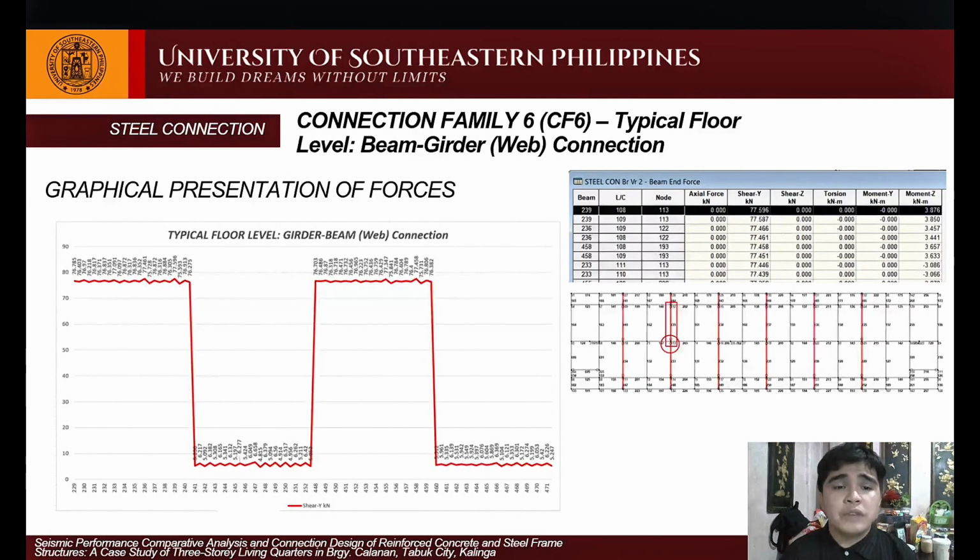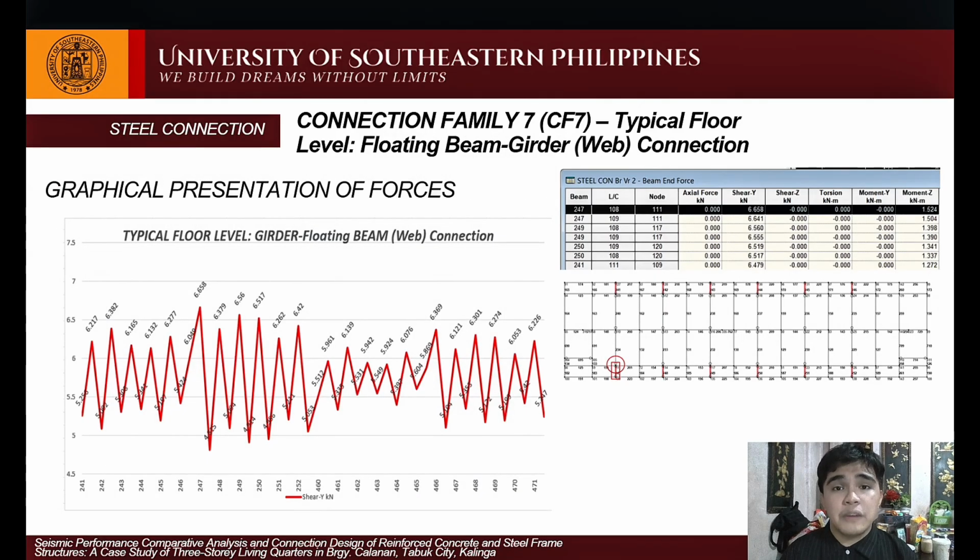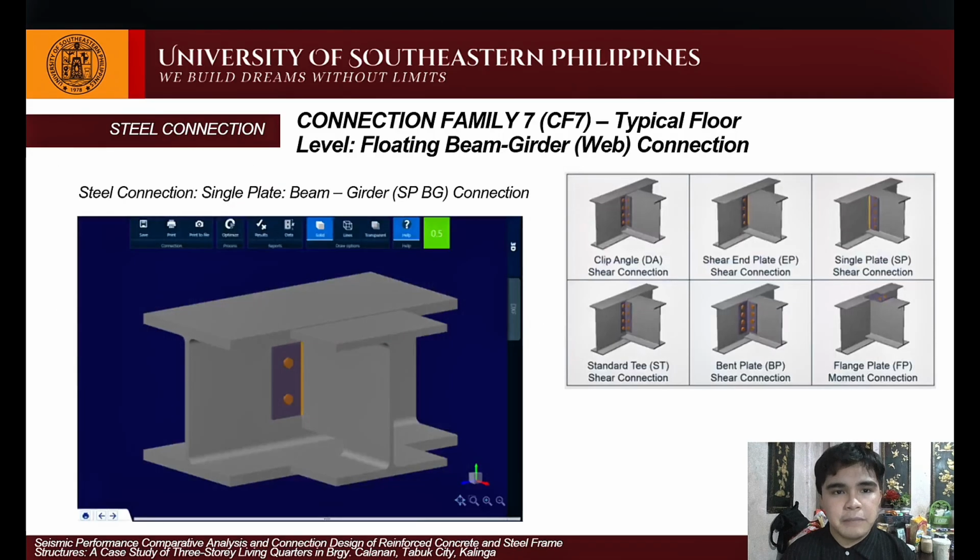We have here connection family number 6 for the typical floor beam girder web connection with a graph and the position of the governing beam. We have here the single plate beam girder, SPBG, connection with a utilization ratio of 0.62. And we have here connection family number 7 for the typical floor floating beam girder connection with a graph and the location of the governing beam. And we have here the details with the single plate beam girder, SPBG, connection with a utilization ratio of 0.5.